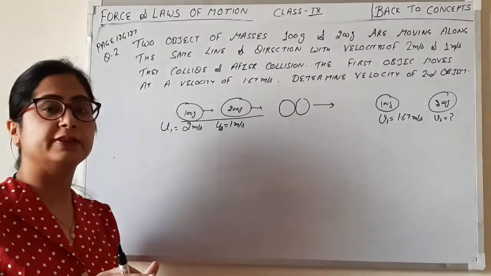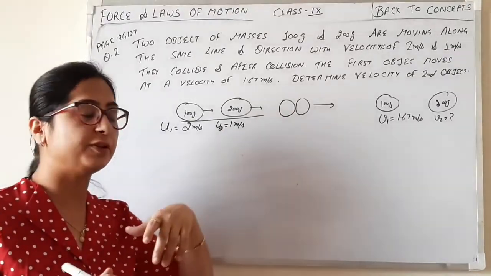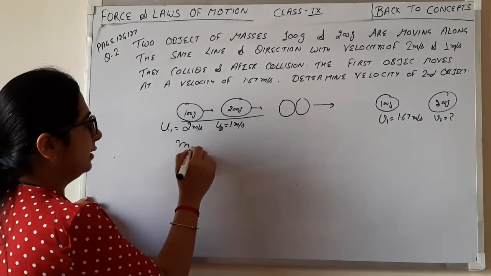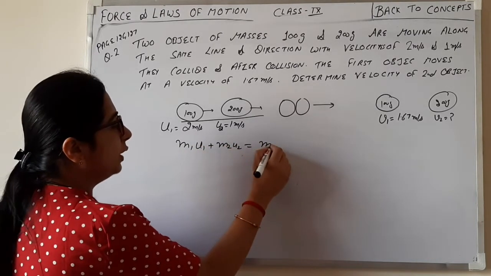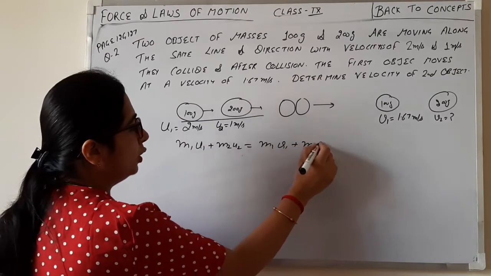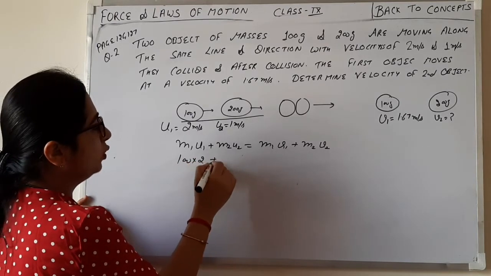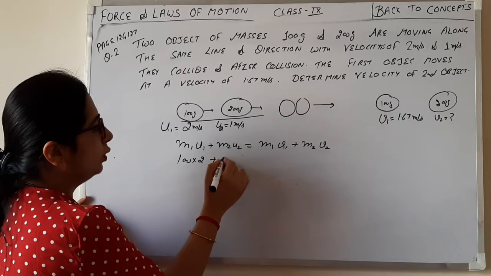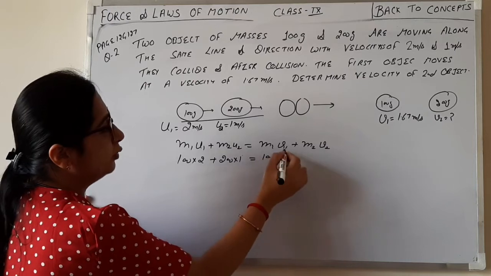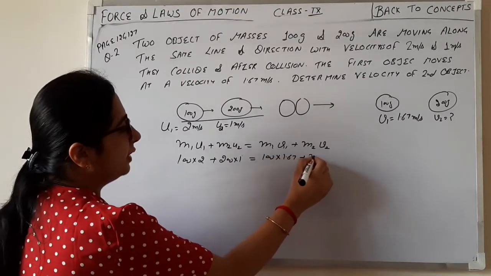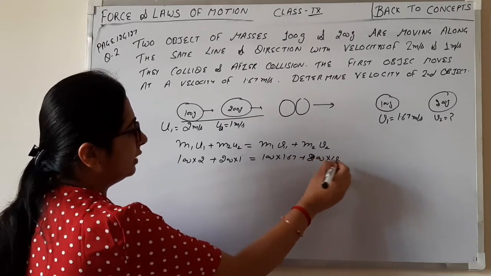What does the law of conservation of momentum say? Momentum before collision must be equal to momentum after collision. So let's write the formula here: m1 u1 plus m2 u2 must be equal to m1 v1 plus m2 v2. Okay, so m1 is 400 and u1 is given 2, plus m2 is 200 and u2 is equal to 1, equals m1 again 400, v1 is given 1.67, plus m2 is here 200 and we have to calculate the v2.